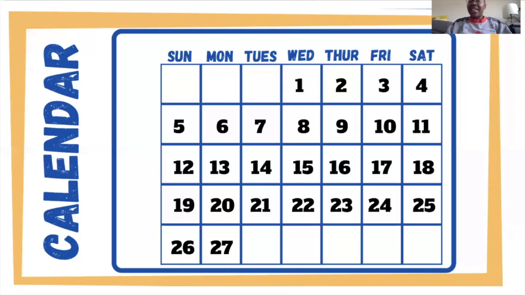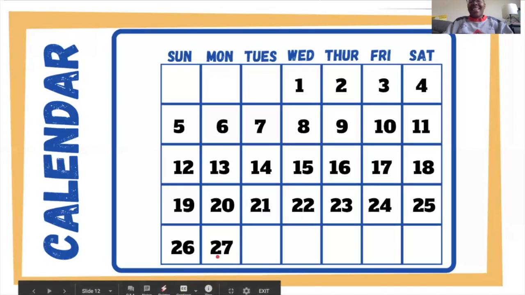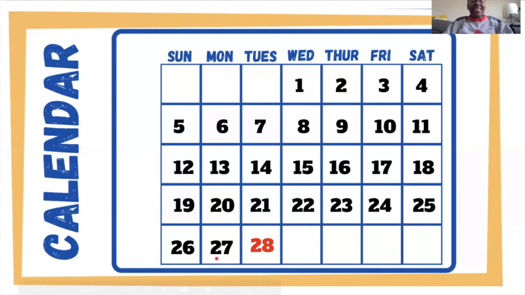If yesterday was day 27, what is today? Well, what number comes after 27? You got it. Today is day 28. That's a lot of numbers.